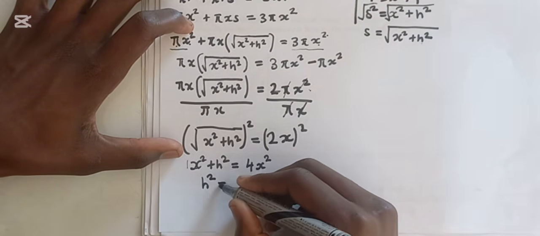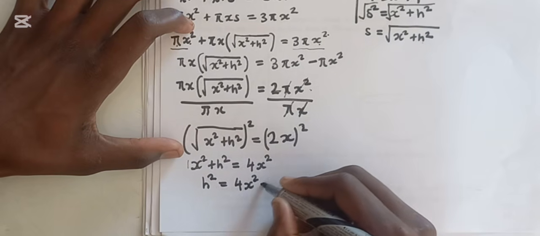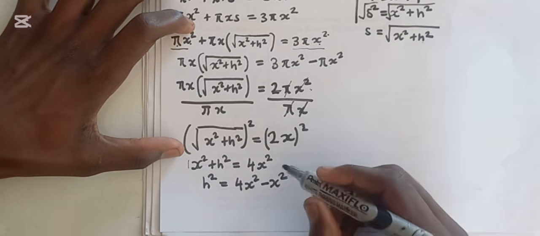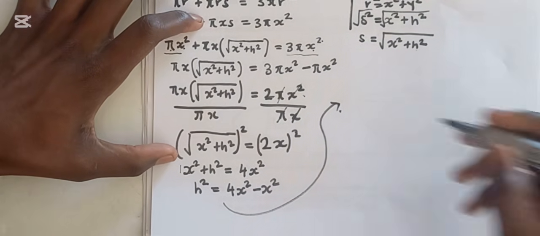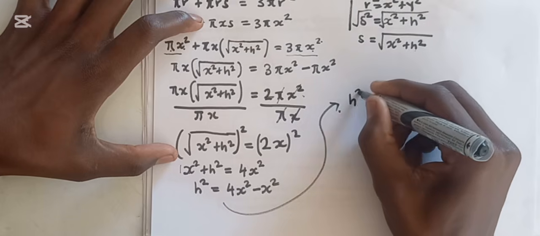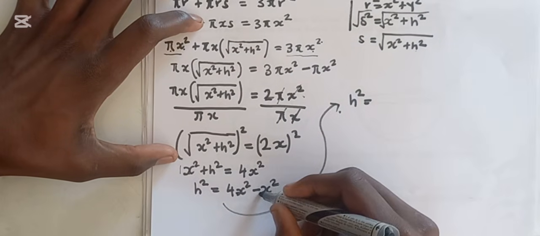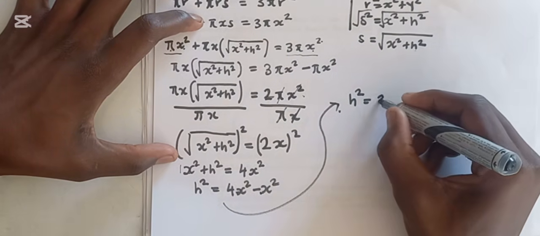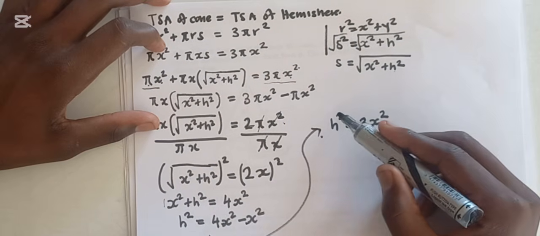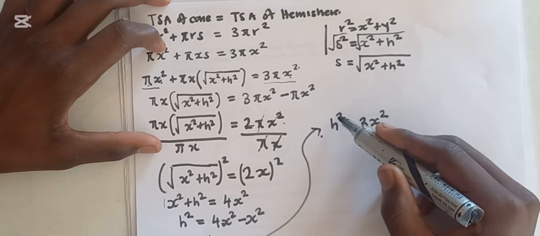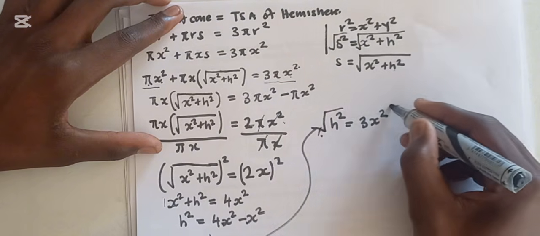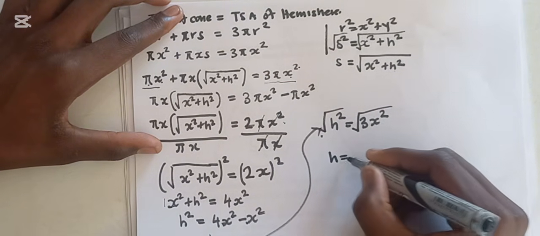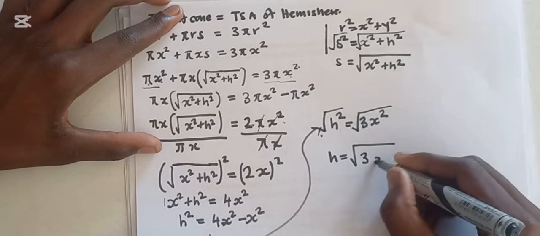So this is going to be h squared, which is going to be 4x squared minus x squared. Let me just finish our h squared here. So our h squared is going to be equal to 4 minus 1, which is 3x squared. Now, in order for us to find the value of h, we don't want h squared, we want the value of h. We have to square root both sides. So we have to square root here and square root here. So our h is going to be equal to the square root of 3x squared.